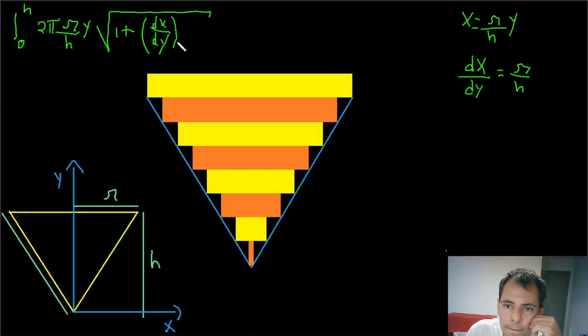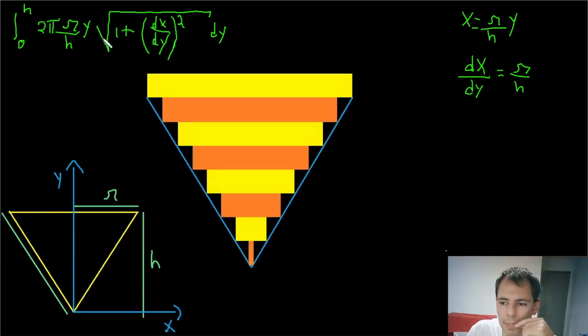Okay, squared with respect to dy. I don't know why this is happening. There you go, with respect to dy. Now you can integrate this stuff and you're going to find the lateral surface of the cone.